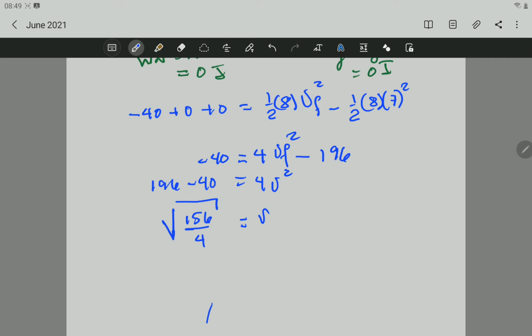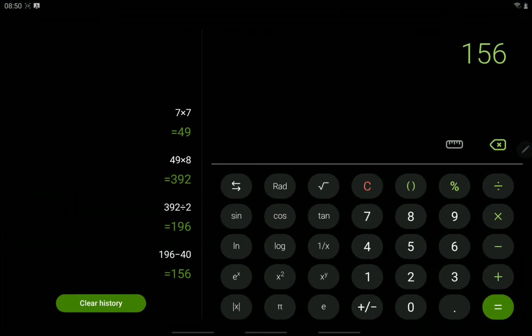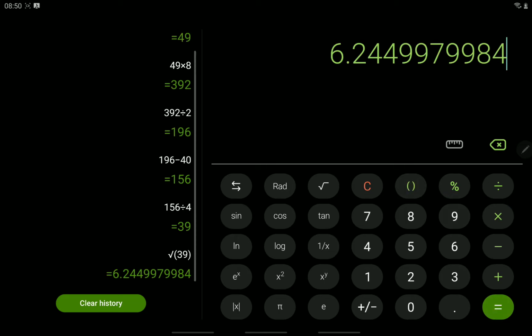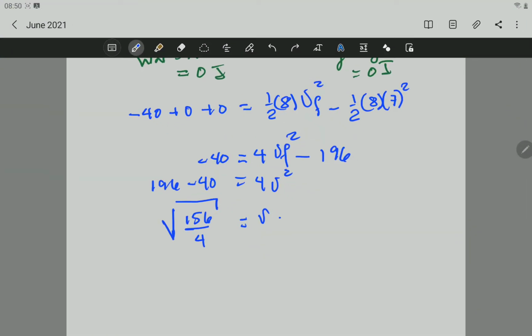Let's see if our calculator helps us with this calculation. 156 divided by 4 is 39, and then the square root of 39, which is the answer, gives us 6.24. So the answer is 6.24 meters per second. Do not forget the unit. This is the answer to the question they asked for.